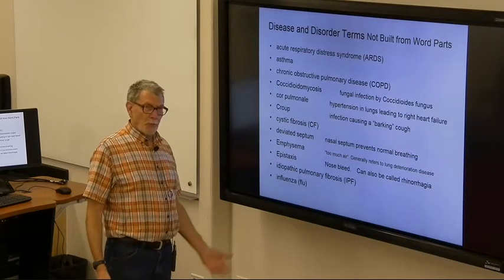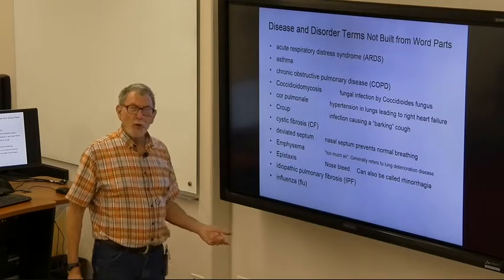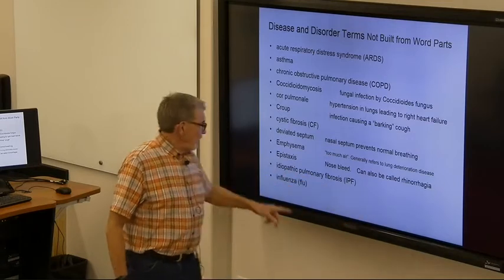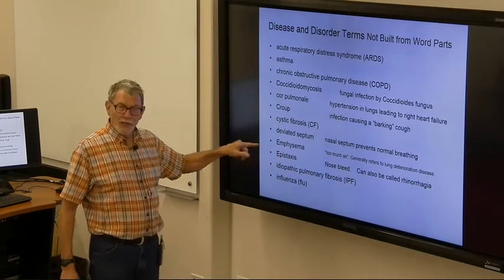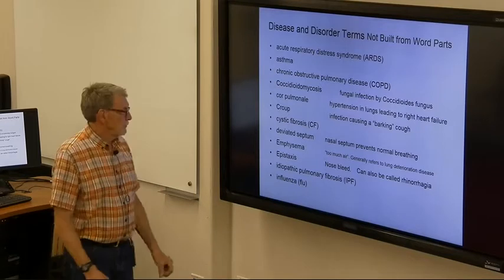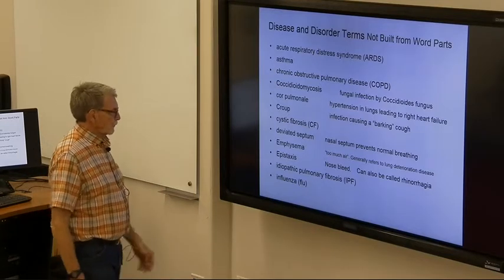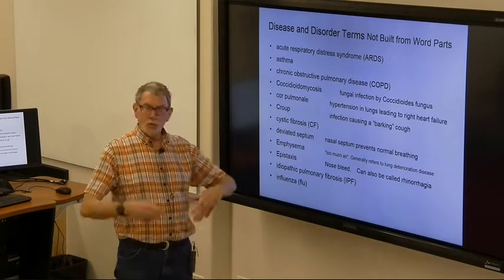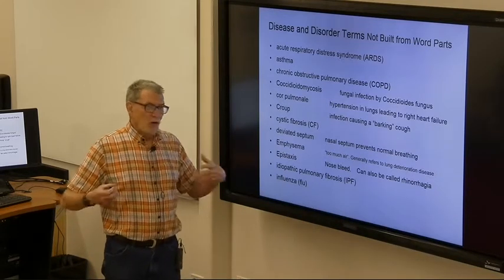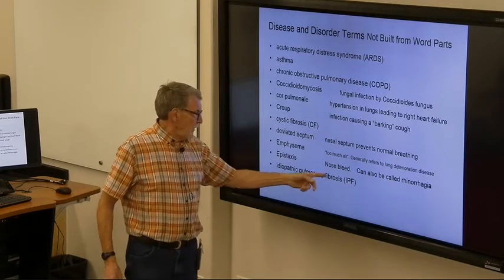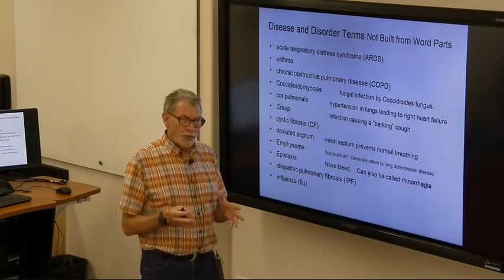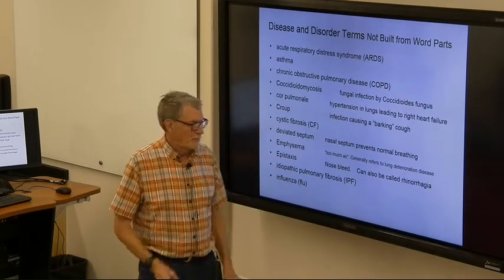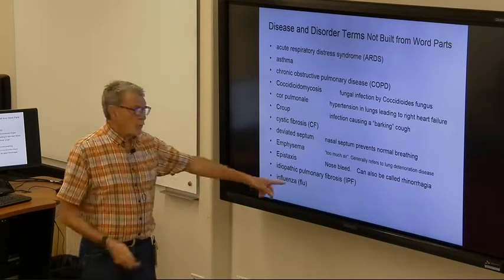Epistaxis, for some reason, they came up with another word for a nosebleed. What's wrong with rhinorrhea? That would work. Epistaxis, though, is the other term for a nosebleed. The term idiopathic means you don't really know the cause. The person just got it. Their lungs produce too much fibrous tissue, and they have pulmonary fibrosis. It makes it hard to inflate your lungs because they get really stiff. Influenza is the flu.